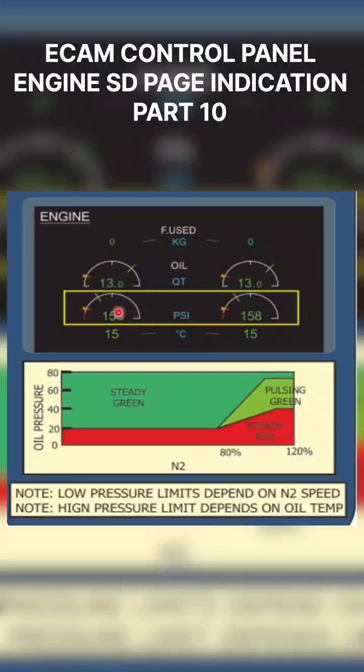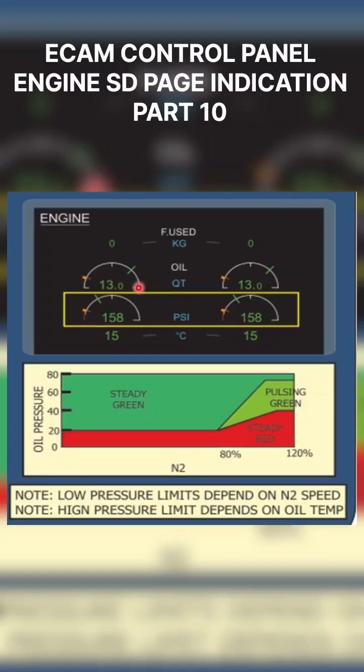So generally what happens, the low pressure advisory limit value varies depending on the engine N2 speed, and the low pressure red line limit value varies depending on the engine N2 speed, as well as the oil high pressure advisory limit value depending on the oil temperature. So these are all the three oil pressure limit indications on the oil pressure gauge.